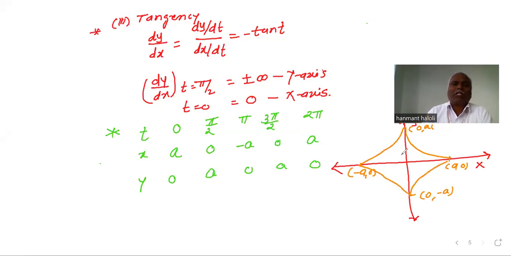This is the asteroid curve. It is not coming out exactly here; we will do this on the whiteboard. Okay, this is an asteroid curve. Like that you can construct any curves. Let me teach you one more example.